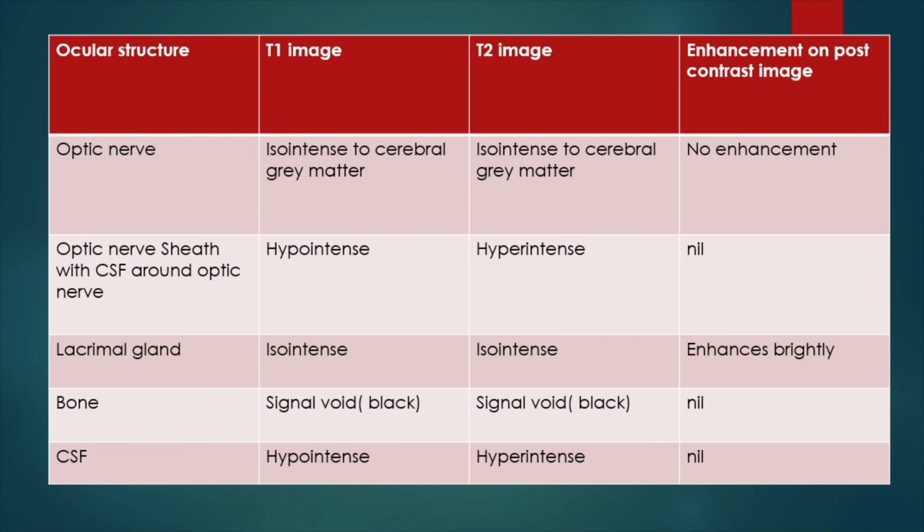And the lacrimal gland appears isointense, and bone will appear as a signal void, it will appear as a black intensity, and CSF would appear hyperintense in T2 and hypointense in T1.